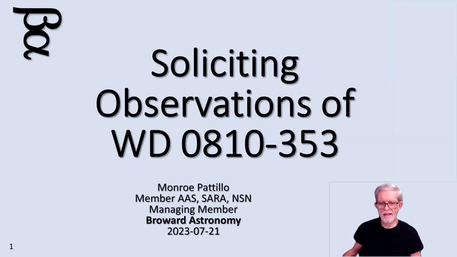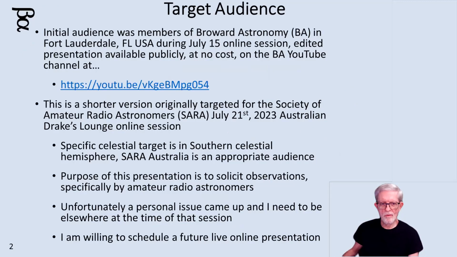So what I'm doing is soliciting for amateur radio astronomy observations of a particular white dwarf. That's the WD. Its catalog identifier is 0810-353. So the original audience for this topic was the Broward Astronomy session on July 15th. The edited video of that is available for public download at no cost on the Broward Astronomy YouTube channel, and I'll put the link in the details to this video when I post it.